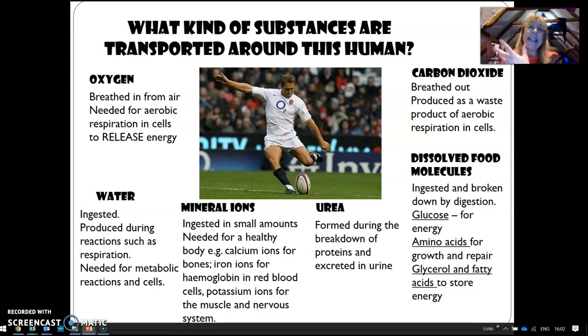There are also lots of dissolved food molecules. So for example, anything that we've ingested, remember we eat it, it's ingesting. So it could be glucose. Remember the starch is broken down into glucose, which we need for energy. Amino acids from the proteins are used for growth and repair. Or there could be glycerol and fatty acids from the lipids that have broken down that provide a store of energy. Now, of course, there are other substances in our body like hormones moving around, but these are the key ones that I want you to focus on for this topic.